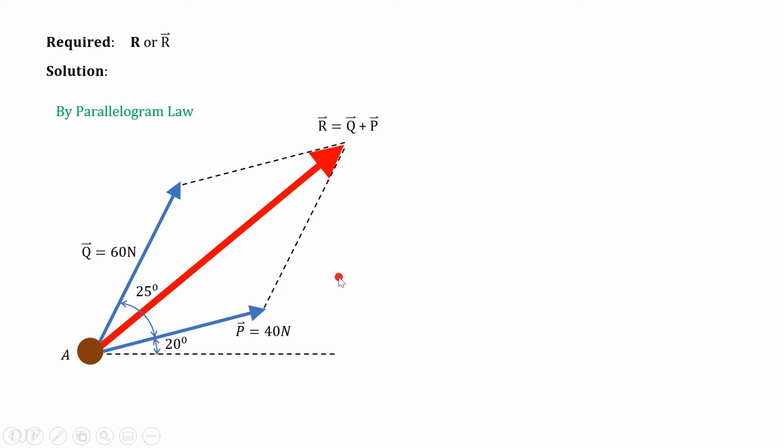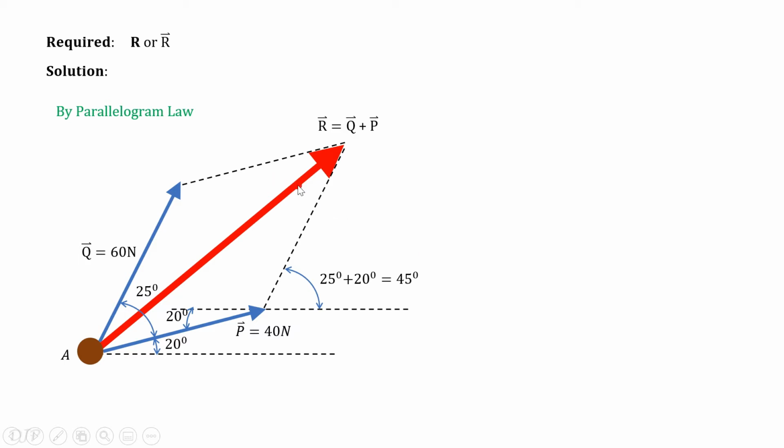With this drawing, we can apply trigonometry to solve the necessary dimensions. By alternating interior angle theorem, we know that this angle is equal to this angle, thus it is equal to 20 degrees. And to solve for this angle, we take note that this angle is just equal to the angle of force vector Q from the horizontal line. That means this angle is equal to 25 degrees plus 20 degrees, which is equal to 45 degrees.